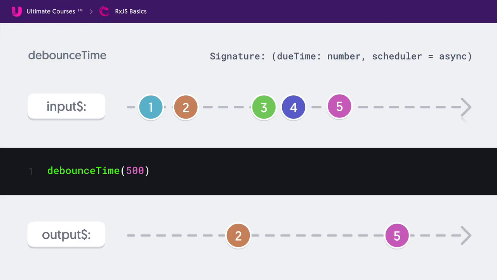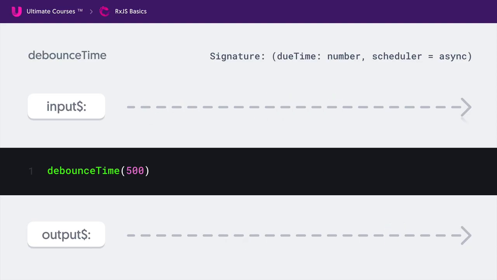Two prime examples of this are saving user input from a text box or a document after a pause, like Google Docs, or making a request for data after a specified time, like a search type ahead. Let's actually rewind the first diagram and add some time markers to make this behavior more clear.